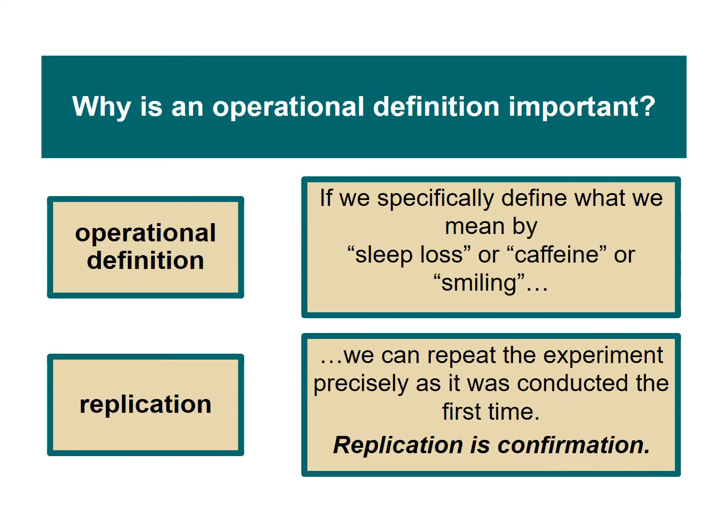So why is this important? Well, if we specifically define what we mean by sleep loss or caffeine or smiling, then we are able to really understand what that is and we're able to replicate it. So we can only repeat the experiment precisely as it was conducted the first time. If we're not exact and we're not specific, then there's no way we're going to be able to replicate the experiment.